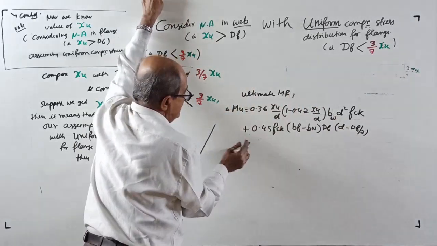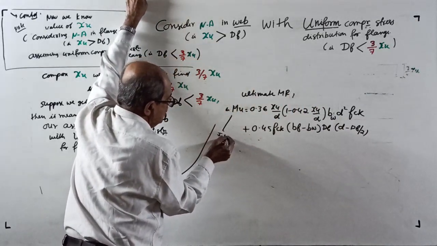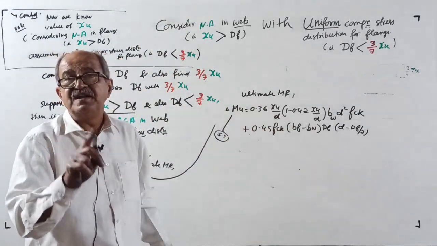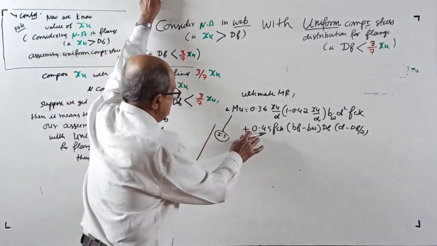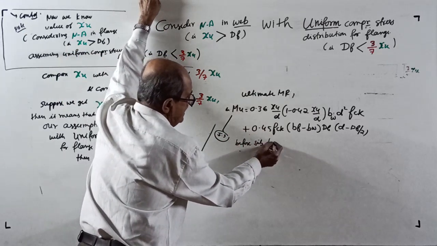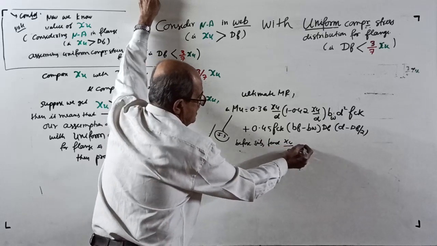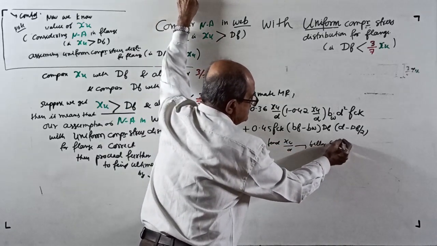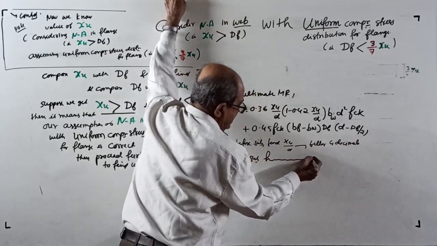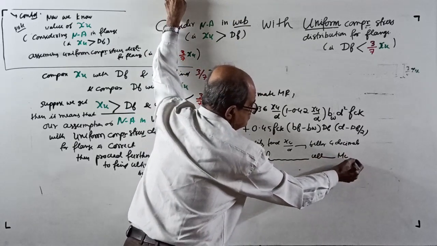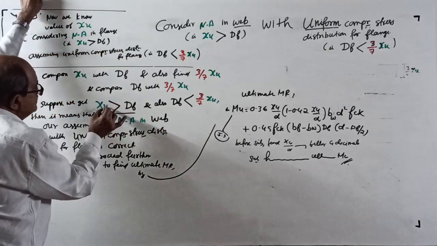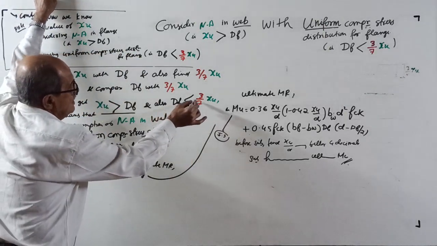xu by d is there. Use this formula. Note, this is given in IS code. But one warning, IS code has given xu max by d. Don't consider it. That is only for limiting value. Before substituting, find xu by d. Better 4 decimals for accuracy. Substituting, happily find ultimate MR mu. Now that is if your xu comes more than df and df comes less than 3 by 7 xu.